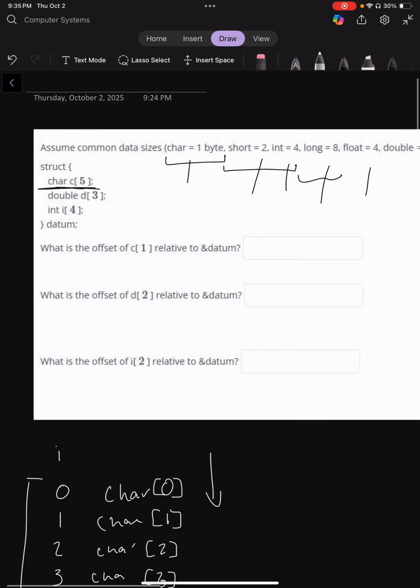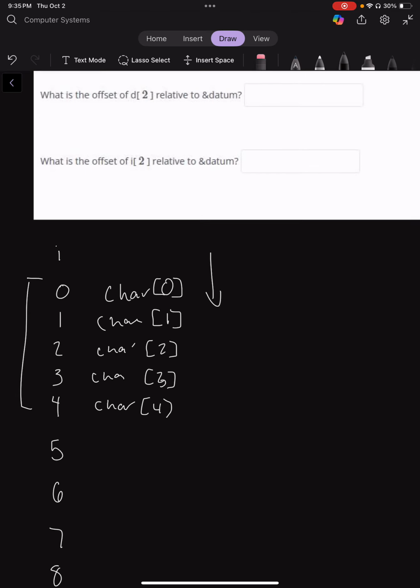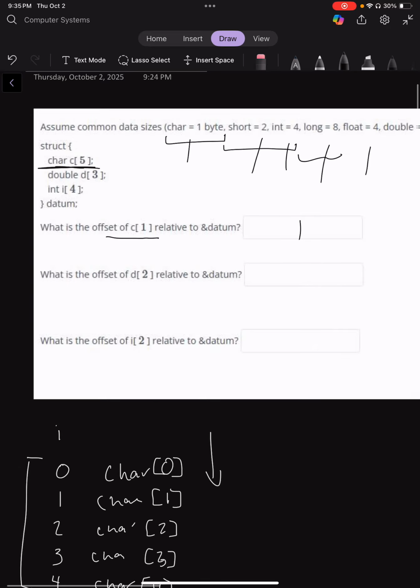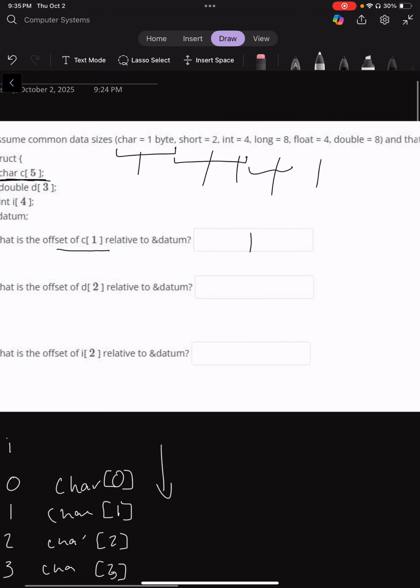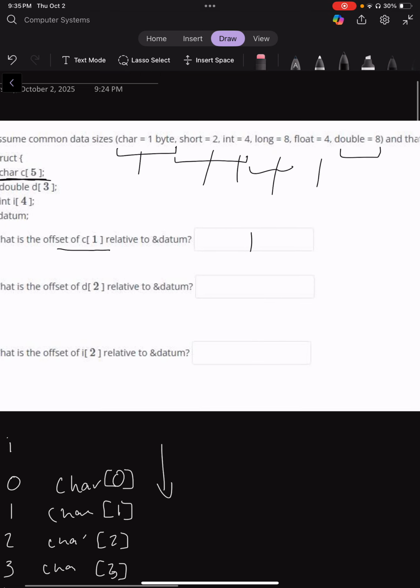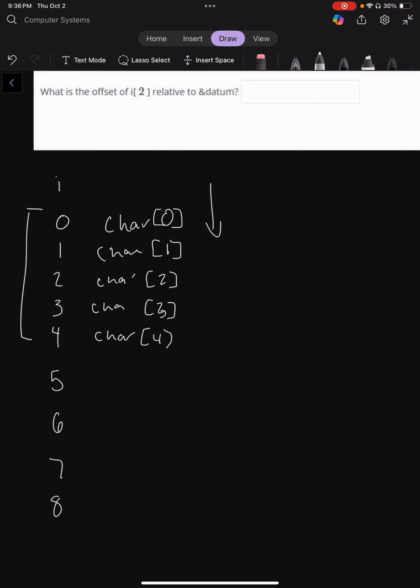Since we're asked what is the offset of C1, our C1 is at index one, so its offset is one. Now once you get to the doubles, doubles must be starting at a number divisible by eight, each single instance of a double. And so we go to five. Five is not divisible by eight, so we skip that. Six isn't divisible by eight. Seven isn't divisible by eight, but eight is.